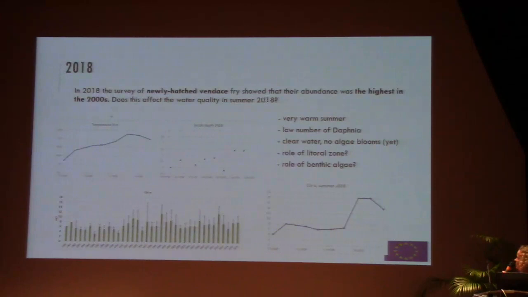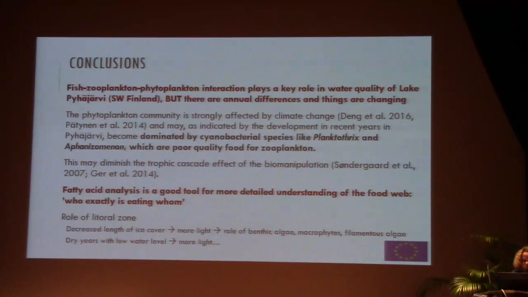What we were thinking is that because of this reduced ice cover length, the role of the littoral zone and the role of benthic algae must have changed. They have more light, the water level is also lower, and it seems that the nutrients are taken by somebody else than planktic algae. So my conclusions: yes, this zooplankton phytoplankton interaction plays a key role, but there are certainly big annual differences and things are changing.